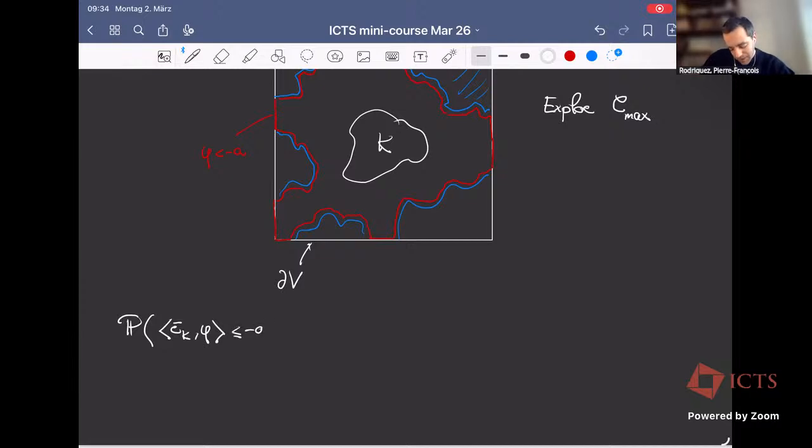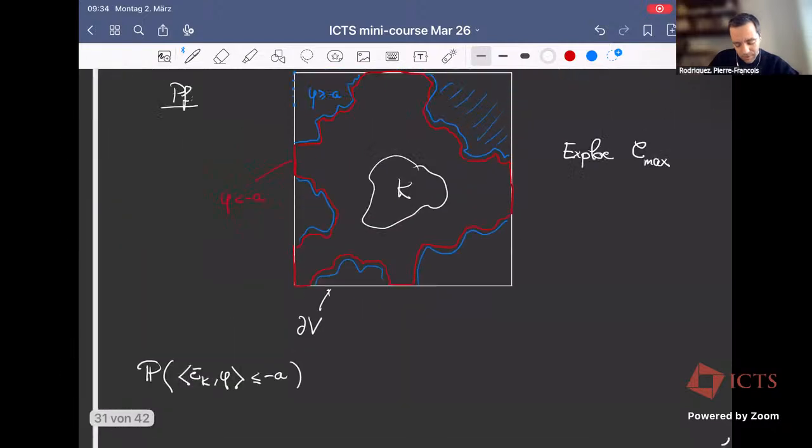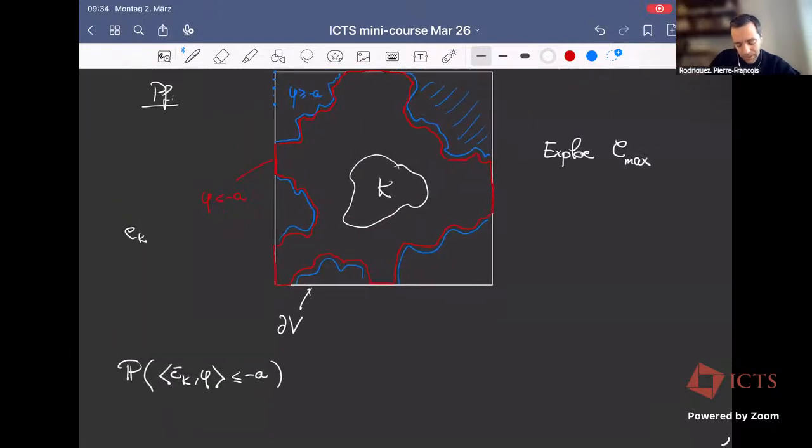So let me explain what I'm writing here. So EK is just a probability measure. It's the normalized equilibrium measure of K. So it's equilibrium measure divided by capacity. It's something which is supported on K. And EK phi just means average the field according to this equilibrium measure. So I do a little average of phi inside of K.